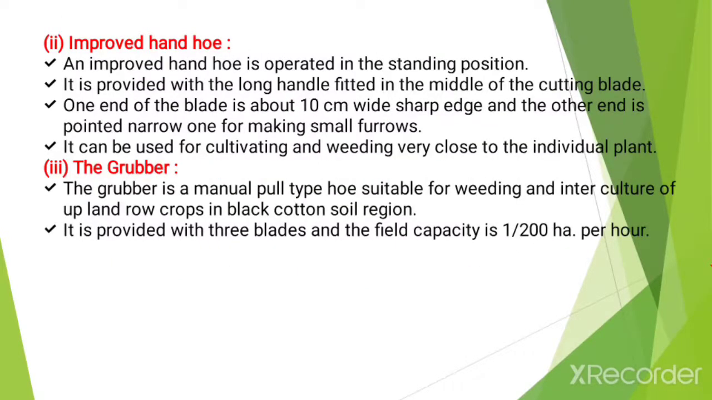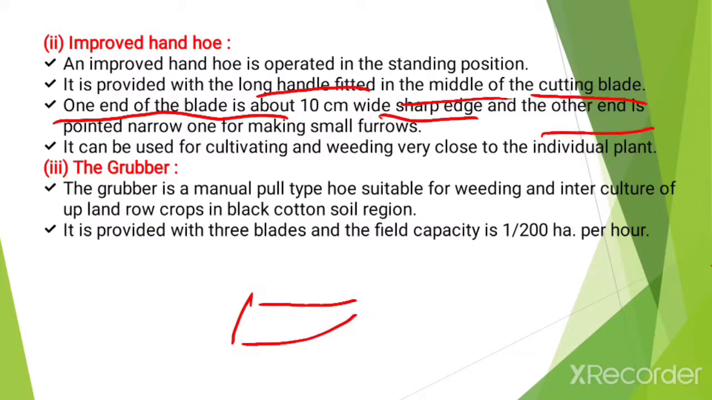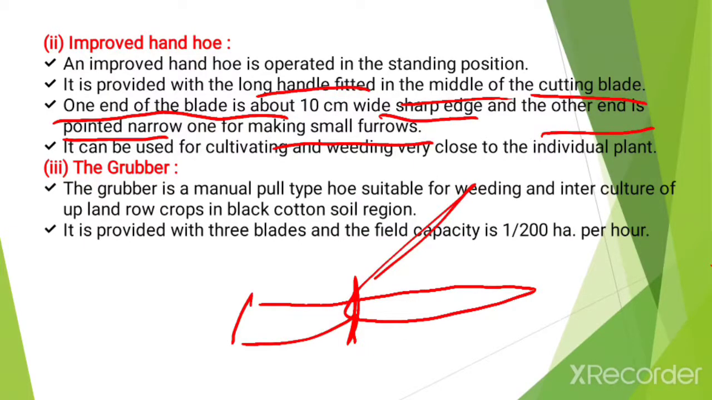Then improved hand hoes. An improved hand hoe is operated in a standing position. It is provided with a long handle fitted in the middle of the cutting blade. One end of the blade is about 10 centimeter wide with a sharp edge, and the other end is pointed and narrow, which is used for making small furrows, like this. It can be used for cultivating and weeding very close to the individual plant.